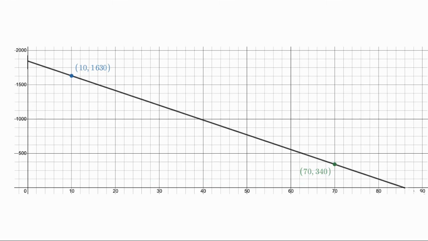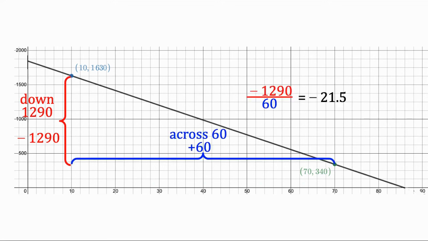You will notice that a negative slope will look like a line that falls as we read the graph left to right. From 1,630 to 340, we've gone down 1,290. So when we count down on a graph, that makes the change negative.